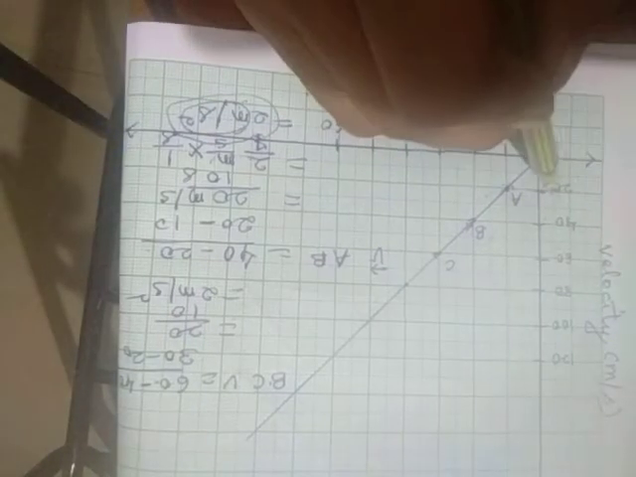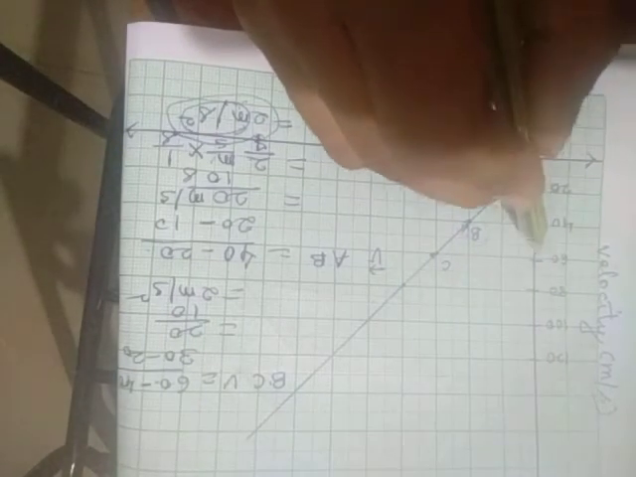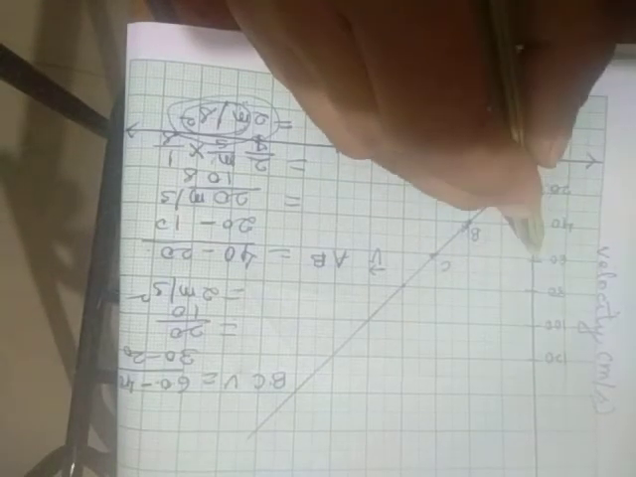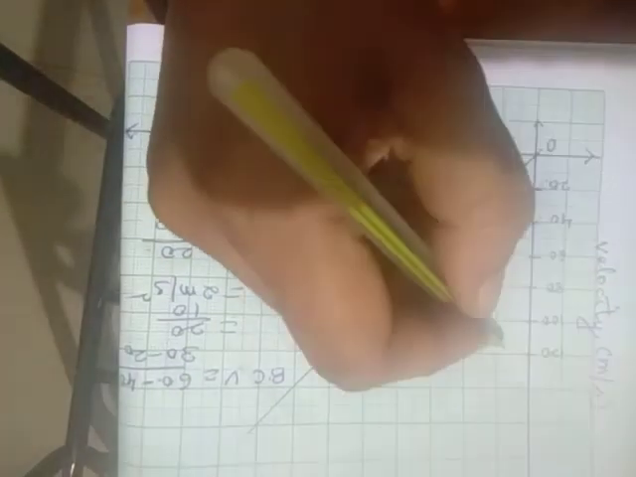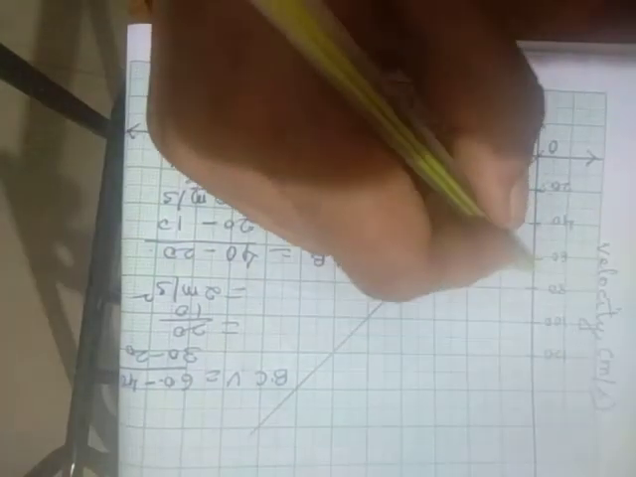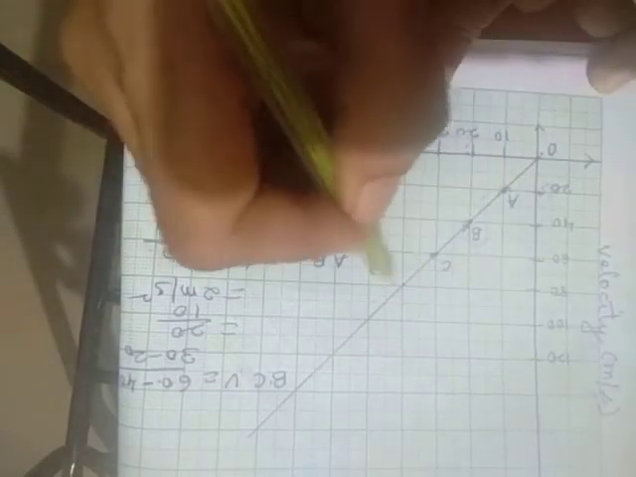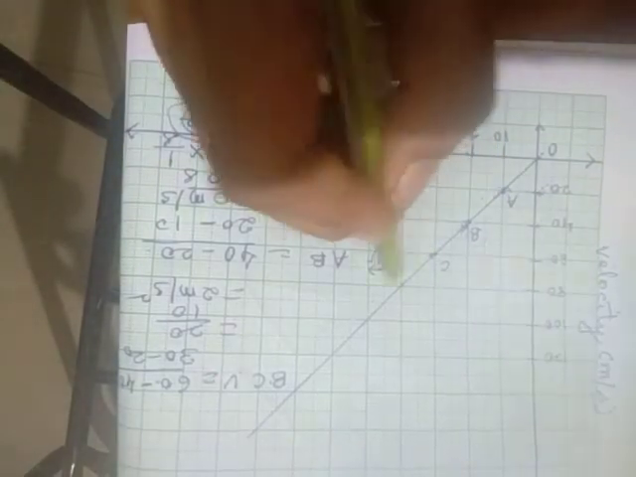That means acceleration is going on. Why is there acceleration? Because there is change in the velocity. Every 10 seconds the velocity is changing at a constant rate. Since there is change in the velocity, we can say that this type of motion is uniformly accelerated motion.